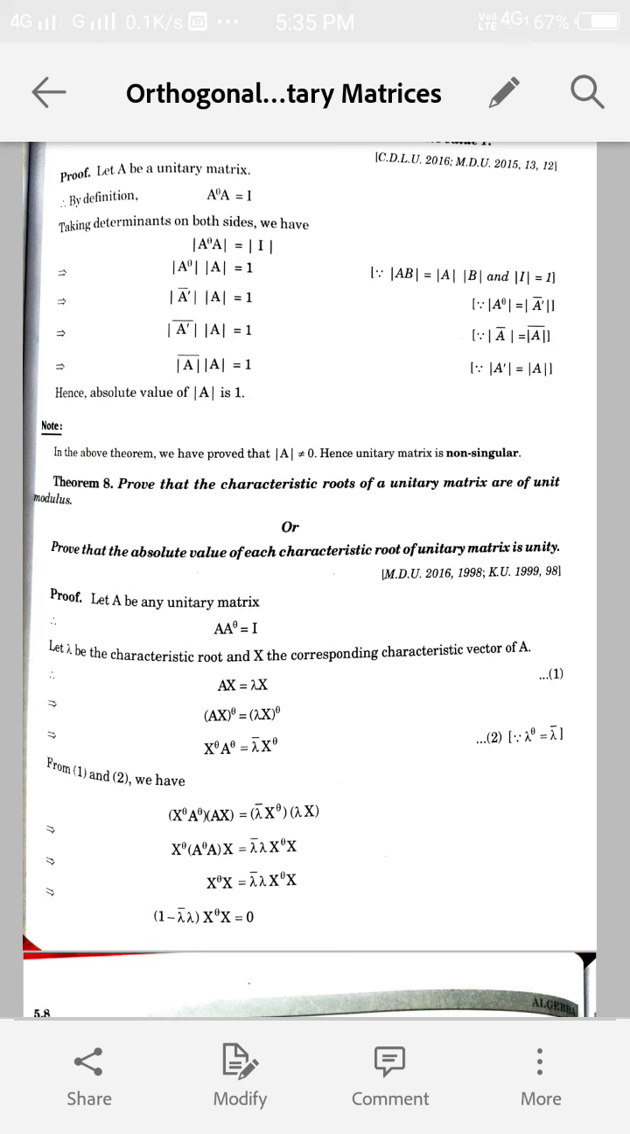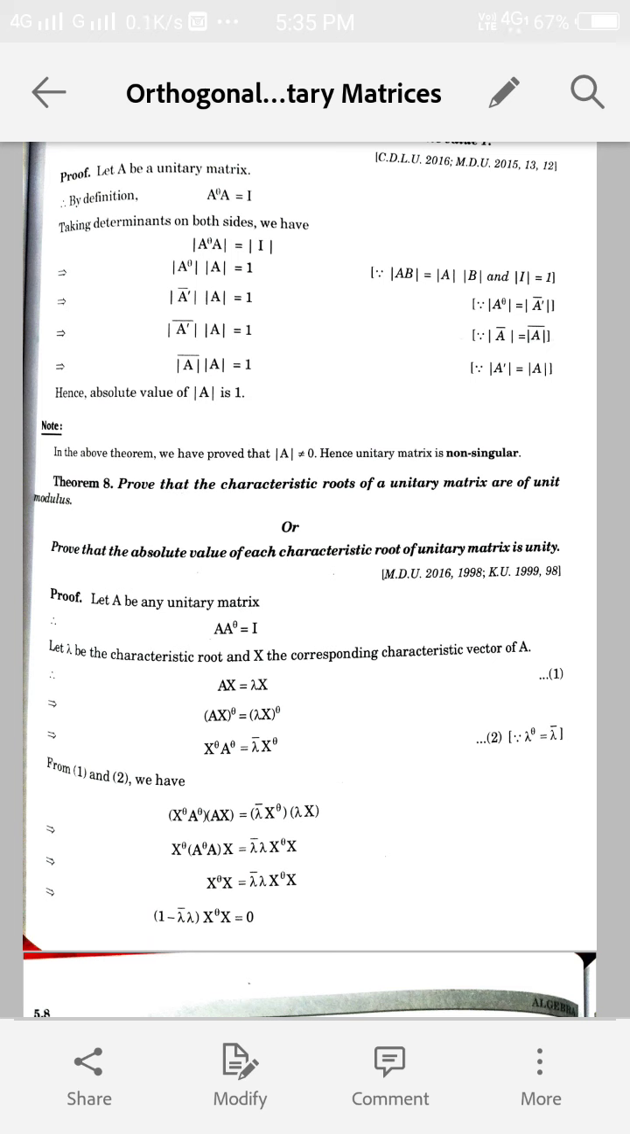Now what does it say? Prove that the characteristic roots of a unitary matrix are of unit modulus, or you can say the absolute value of each characteristic root of a unitary matrix is unity. Let us consider A to be a unitary matrix. So we can write A into A theta as identity. Let lambda be the characteristic root and x be the corresponding characteristic vector of A. So by definition of characteristic vector, it will satisfy the equation Ax is equal to lambda x, where lambda is the characteristic root and x is the characteristic vector of matrix A.